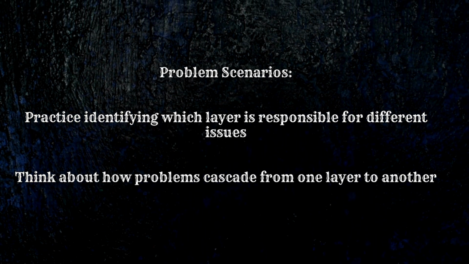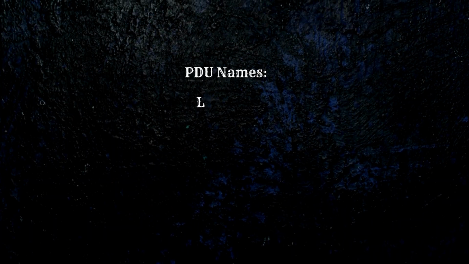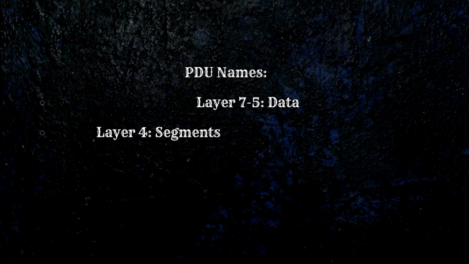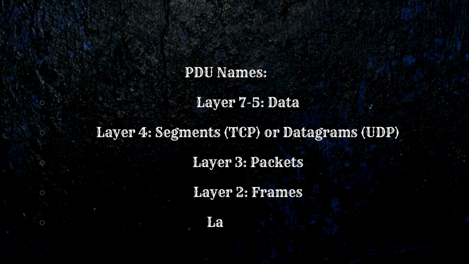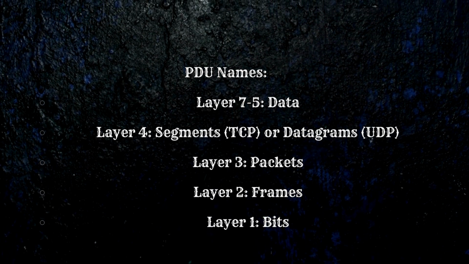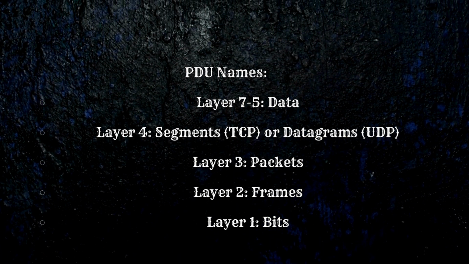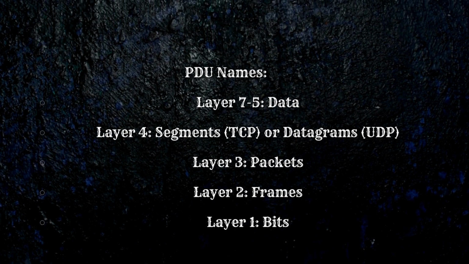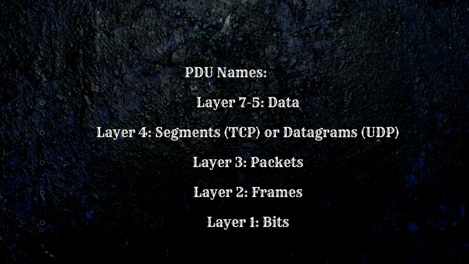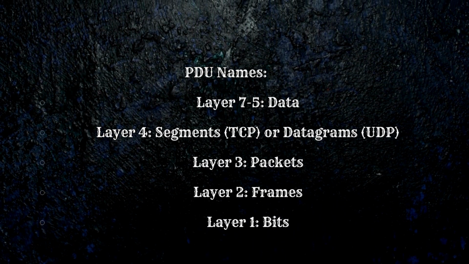And finally, PDU names, or protocol data units. This is essentially which layer produces which type of data. Layer 7 to 5 is just data. Layer 4 is segments, TCP, or datagrams. Layer 3, packets. Layer 2, frames. Layer 1, bits.